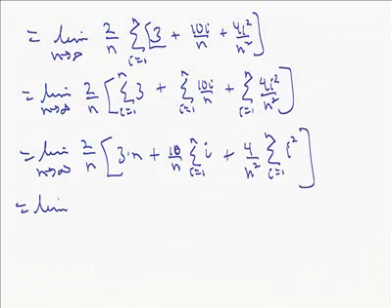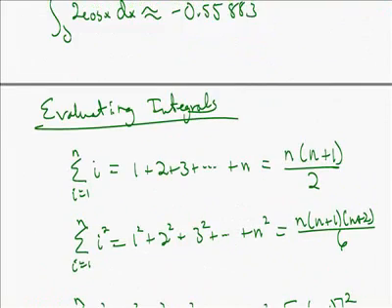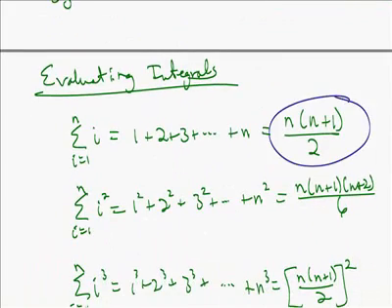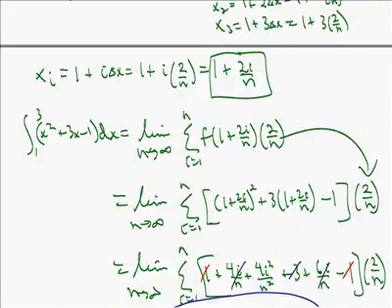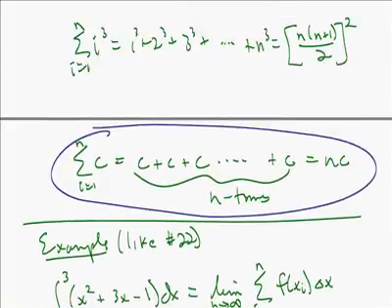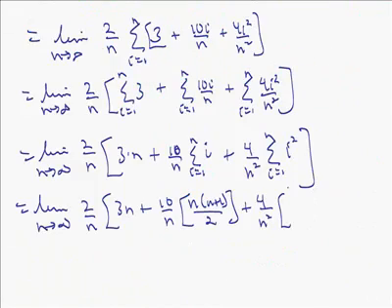So we have the limit as n goes to infinity of 2 over n times a quantity of 3n plus 10 over n times, let's see, the sum i goes from 1 to n of i. Remember, that was one of the ones we looked at. That's this one right here. It's n times n plus 1 over 2. So this is n times n plus 1 all over 2, plus 4 over n squared times the sum of i squared, which, if you remember, is right up here. It's n times n plus 1 times 2n plus 1 over 6. So it's n times n plus 1 times 2n plus 1 all over 6. Alright.